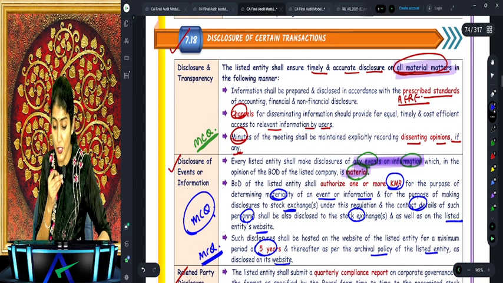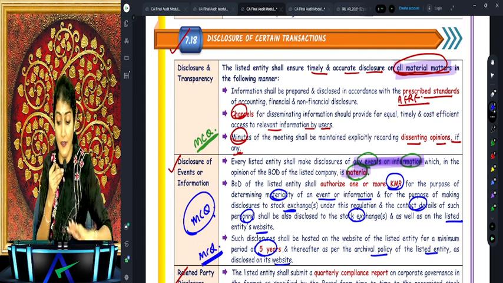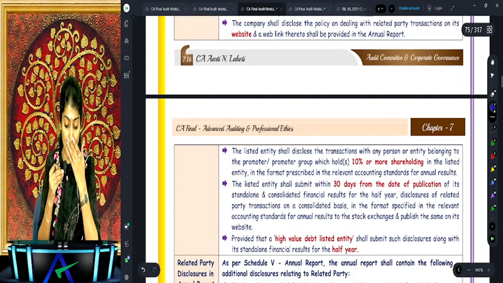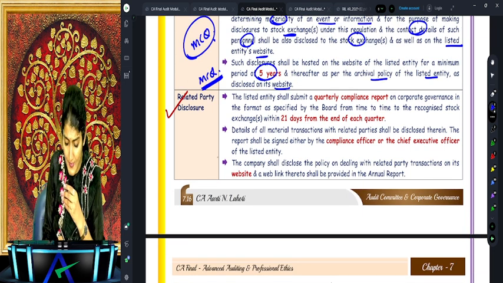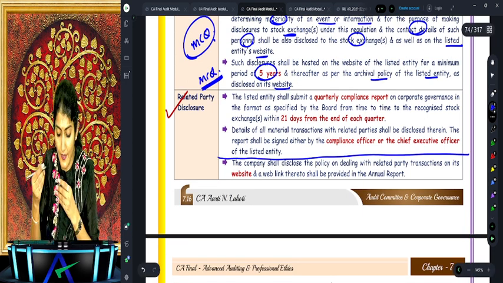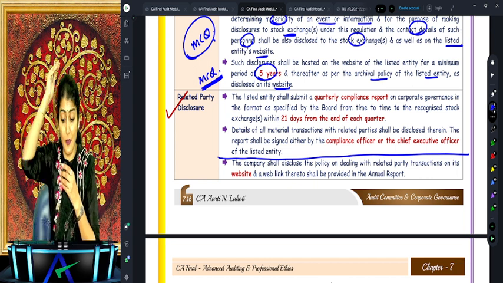So one, disclosure of the material matters. Second, disclosure of the events or information. Third one is the related party disclosure. So first 2 points, we've already studied. It is not regarding related party, it is general. And what we had studied in the beginning of the chapter.